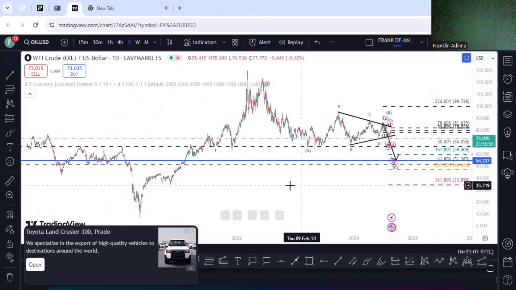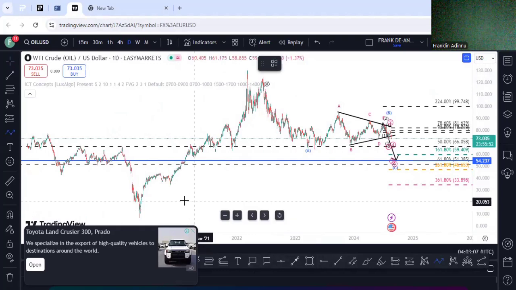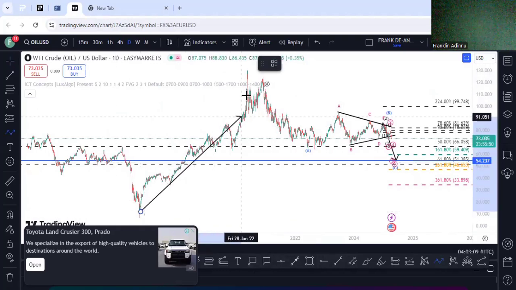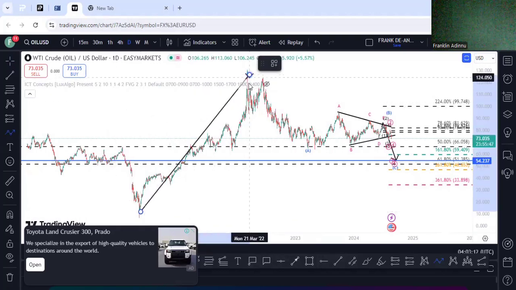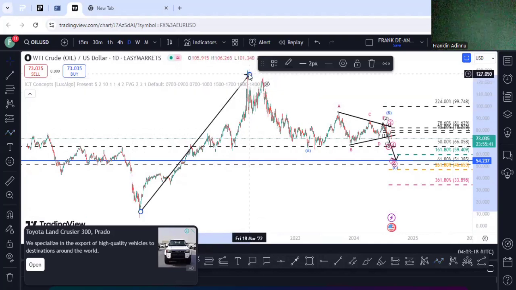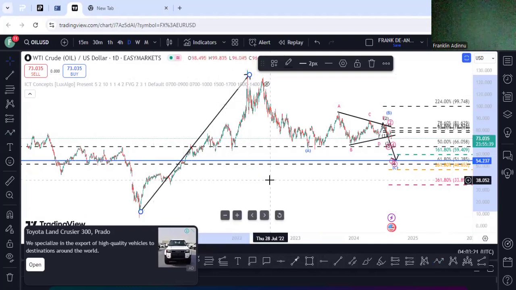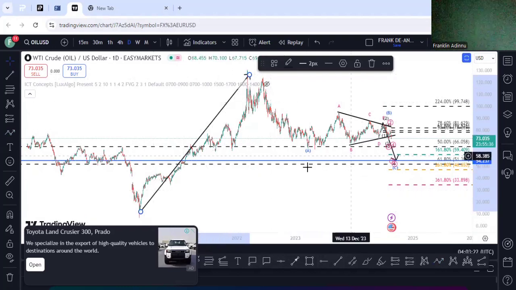So first of all, the crude oil made an impulsive movement to this very level, which is believed to be a five-wave structure. After this movement, it decided to correct, and according to Elliott wave, corrections are normally three-fold. That is A, B, and C.